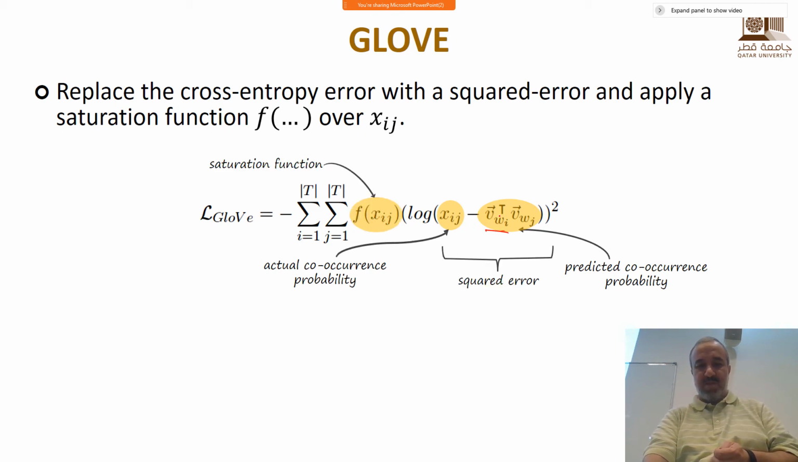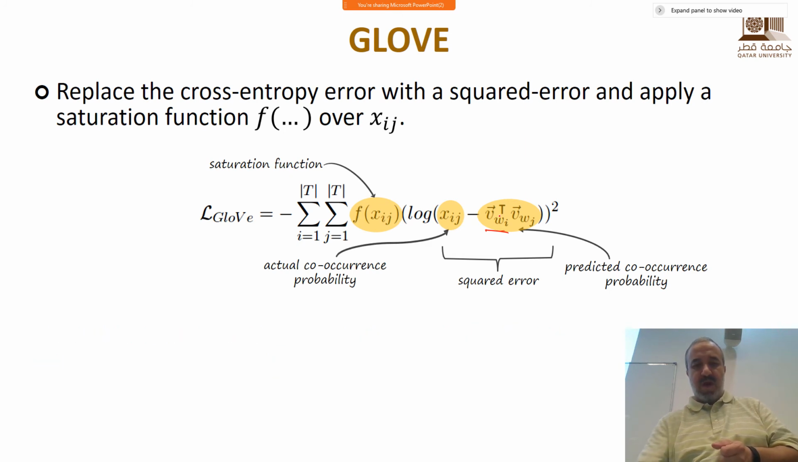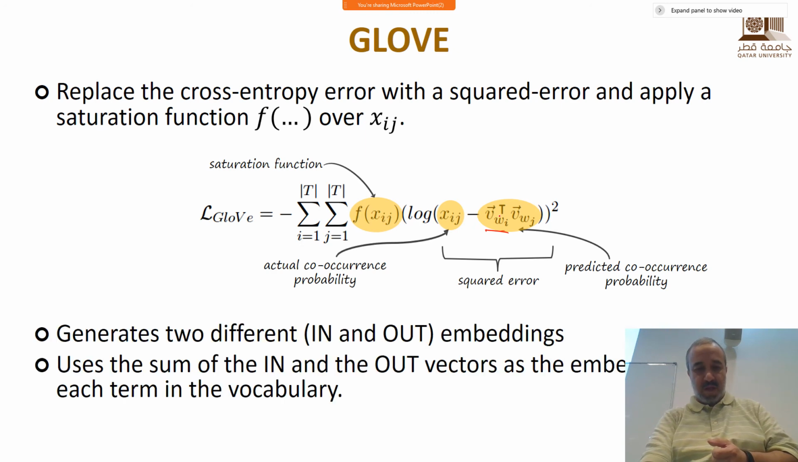Okay, and this is what's called saturation function. I think there is an example here. It truncates the expected value. Don't worry about it.